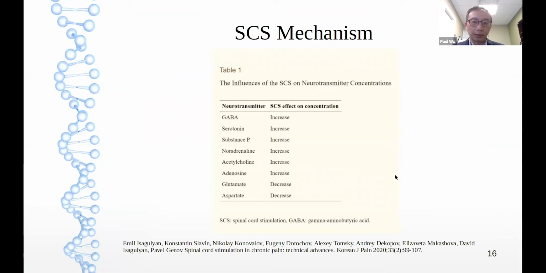This slide is just a summarization of all the influence of spinal cord stimulation on neurotransmitter concentration. I'm not going to go through all of them, but you can see GABA, serotonin, substance P, noradrenaline, acetylcholine, as well as glutamate and aspartate have all changed toward a more normal balance.